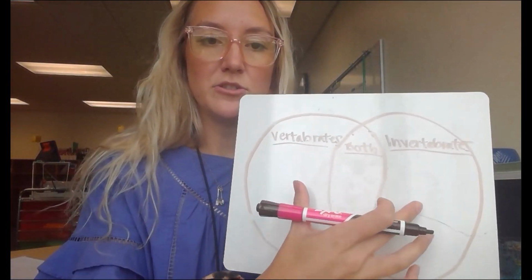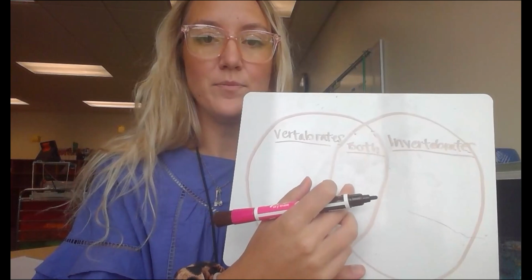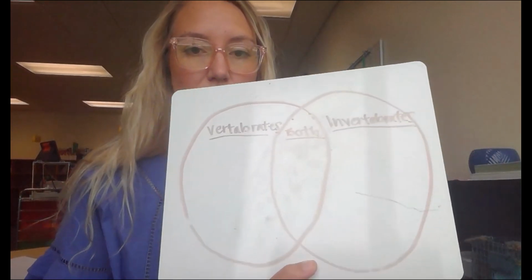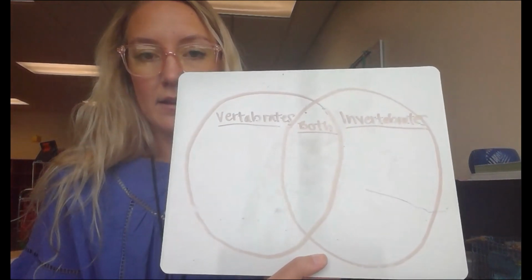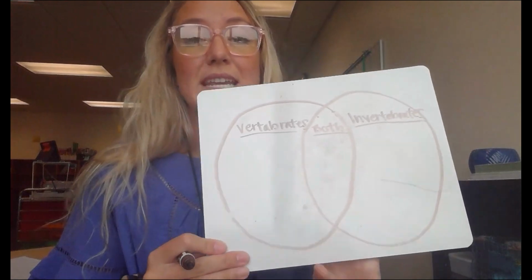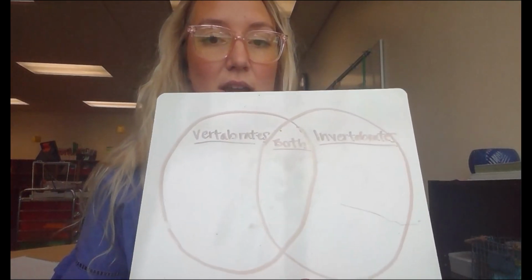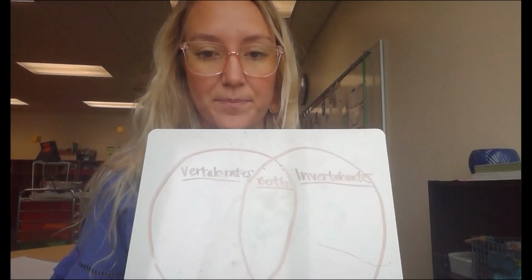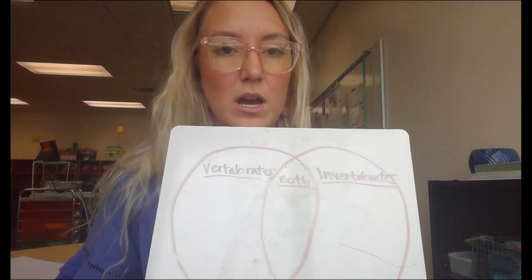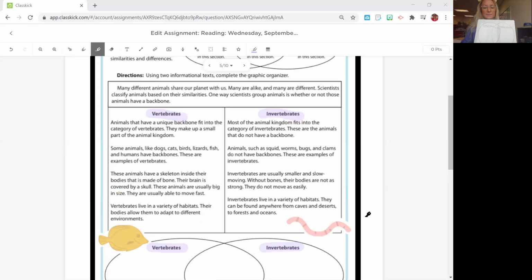Middle, we are comparing. The outside, we are contrasting. The middle is the same. What's the same about both of these topics? The outside is what is different about these two topics. Now, as we're going through this, do not erase because you're going to have to take a picture and put it on Classkick. Do not erase this because you're going to have to take a picture of it. All right, let's go back and we are going to read through our two topics.